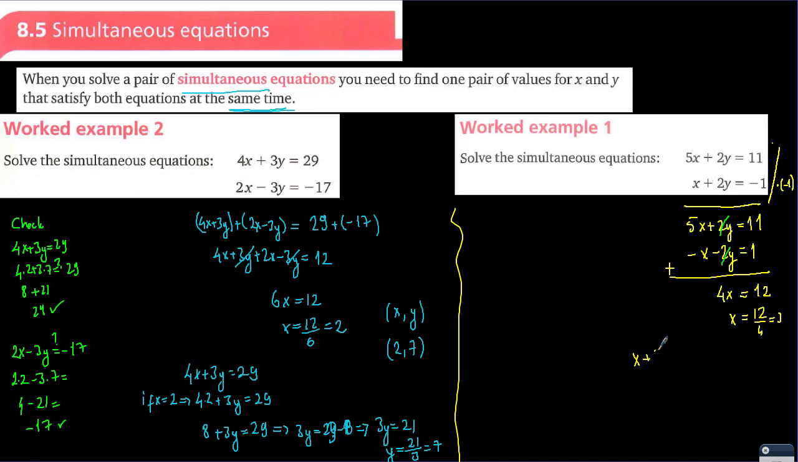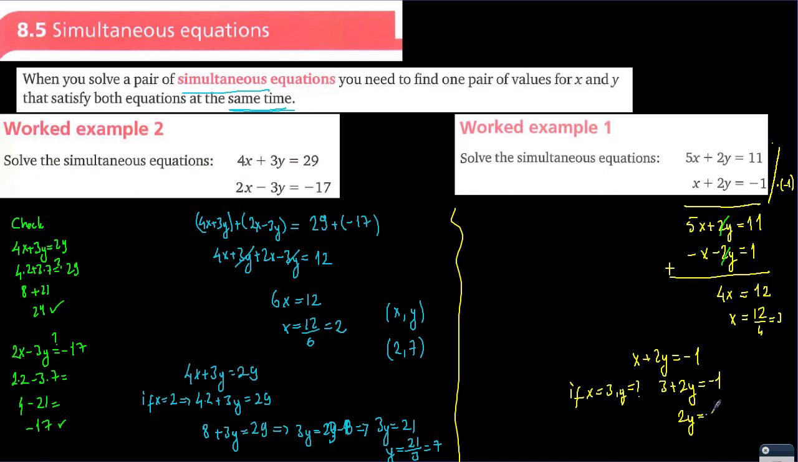Okay, the second one, I need to find y. So x plus 2y is equal to -1. This time I'm using the second equation. I know that x is equal to 3, so what is the y value? I'm going to try to find the y value. Again, I'm replacing x by 3: 3 plus 2 times y is equal to -1.